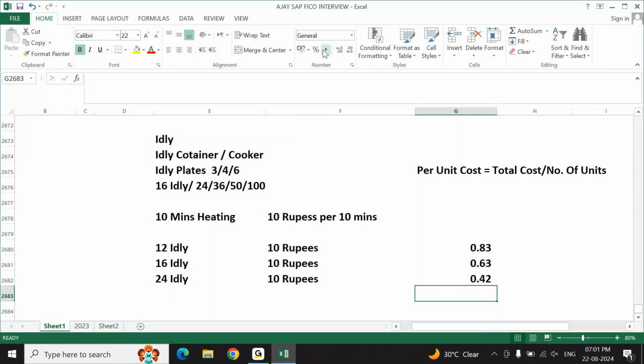When I say you need to have proper planning in terms of everything, right from raw material until your finished product cost, until your cost of production, until your total cost, you need to make sure everything is properly planned. You take any example, I took idli here, you take anything. I took idli because everybody knows how idli is prepared.